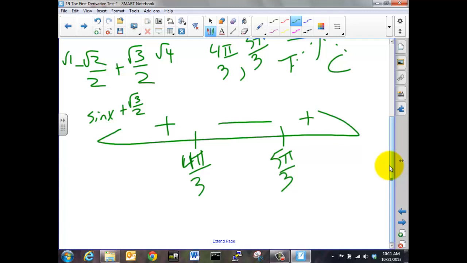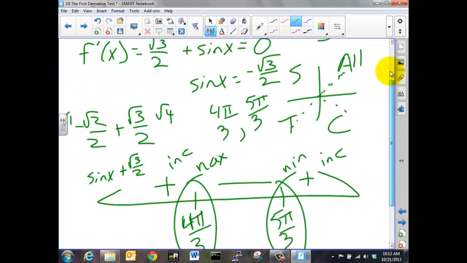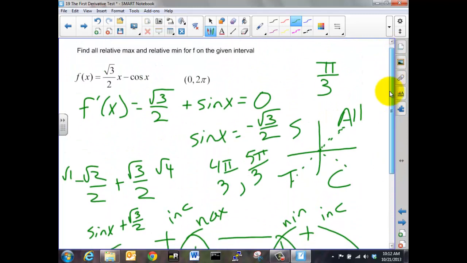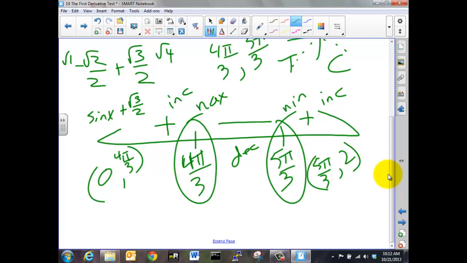Where's the max? Okay, there's your max. Where's your min? Where's it increasing? Why is it 0 and not negative infinity? Remember, we were only looking at this between 0 and 2 pi. So it's increasing from 0 to 4 pi over 3, and from 5 pi over 3 to 2 pi, it's decreasing in here from 4 pi over 3 to 5 pi over 3.